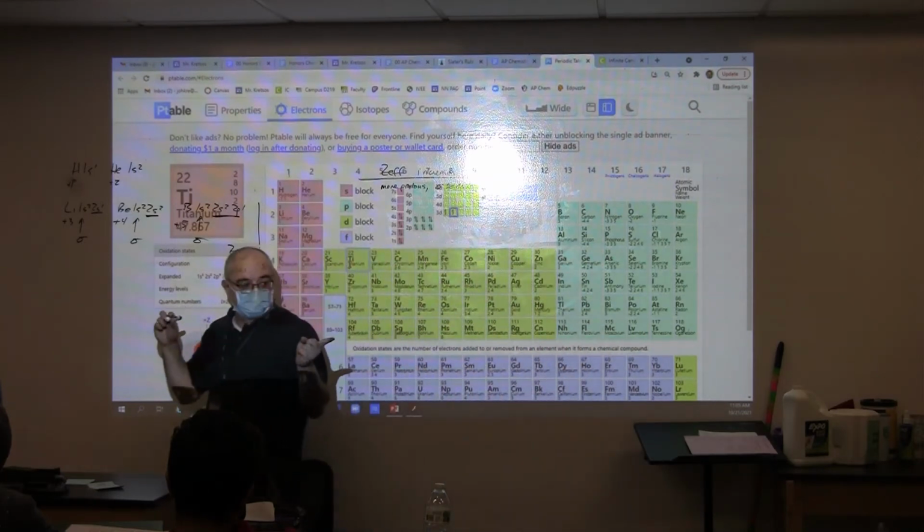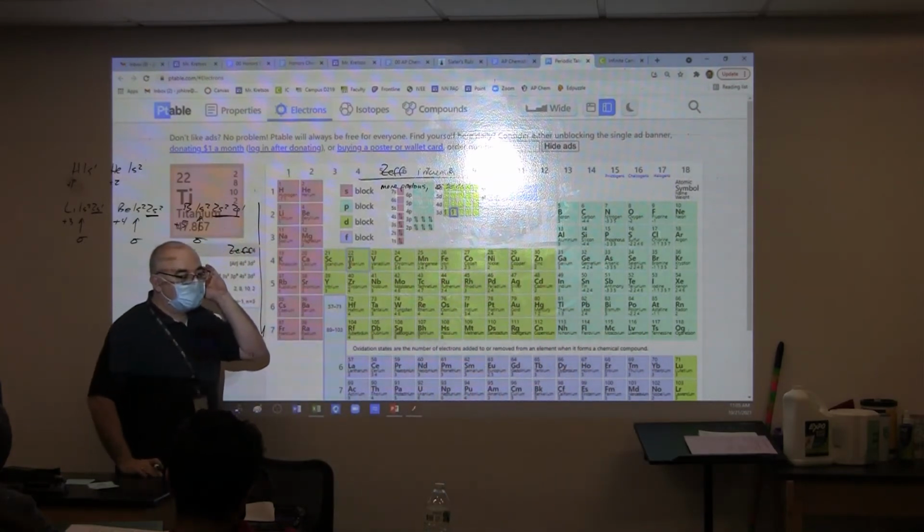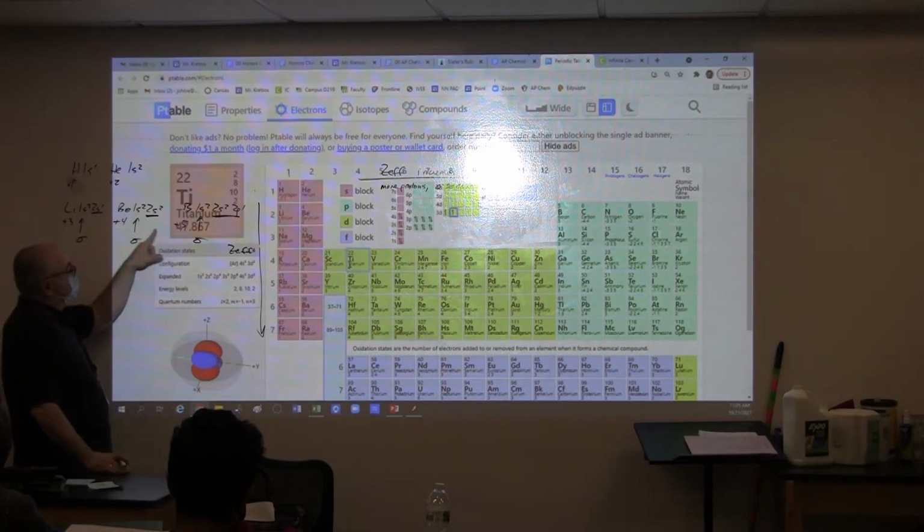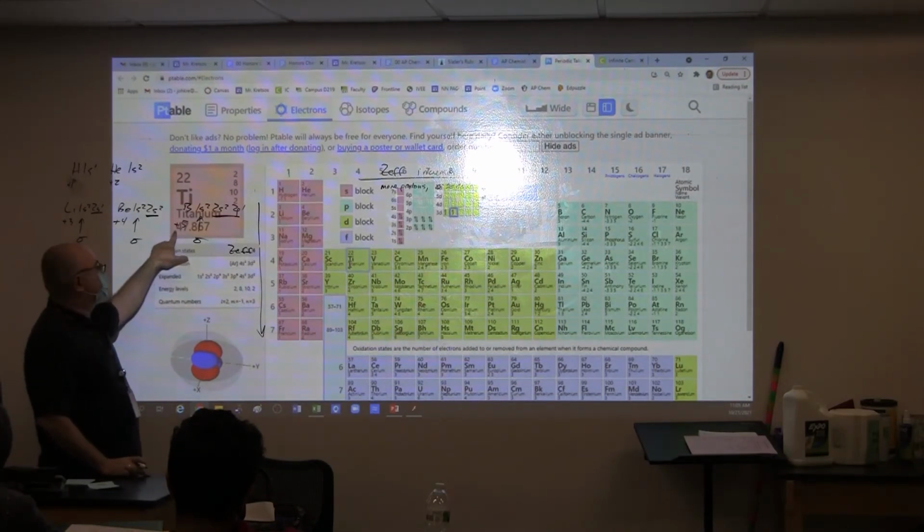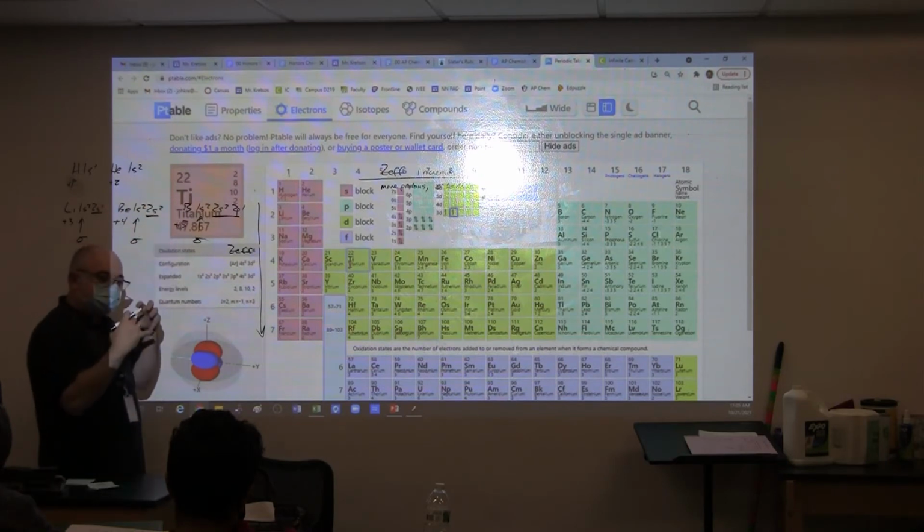Why would you feel more pull? Well, every time we add a proton, we're adding more nuclear charge. And according to Coulomb's law, as there's more charge, there's more force of attraction pulling electrons inward. That's the pull they're feeling. Right?